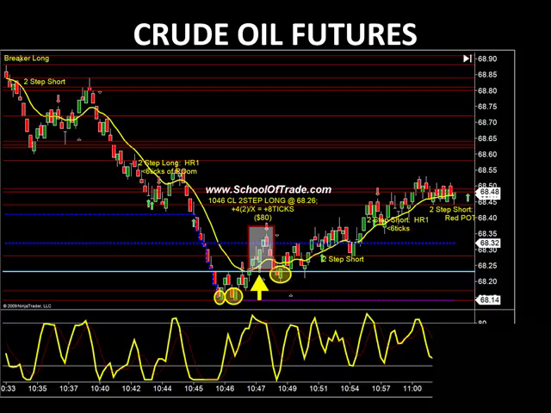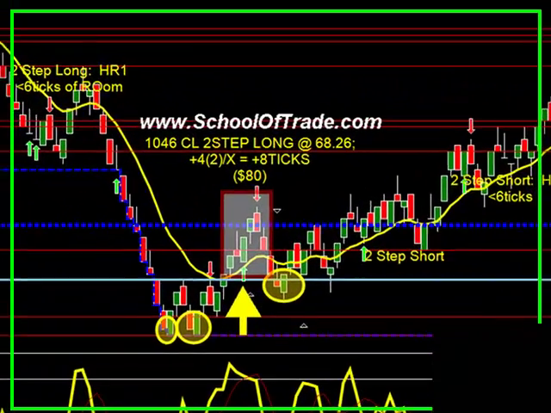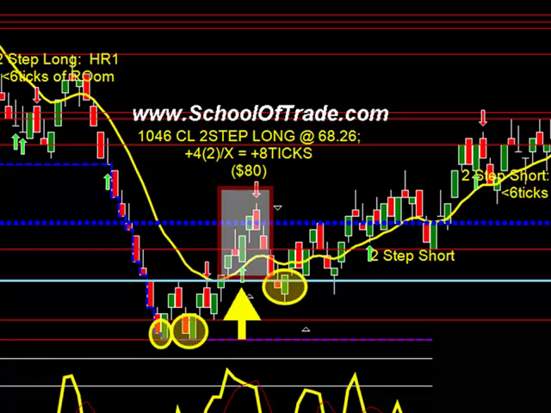We had been watching as price was breaking down below the 69 even level. It came down even further below 68 half. Then it tried to get all the way down here to 68 but failed. And of course you can see here, guys, when I zoom in, 10:46 on the crude. This is a 2-step long.